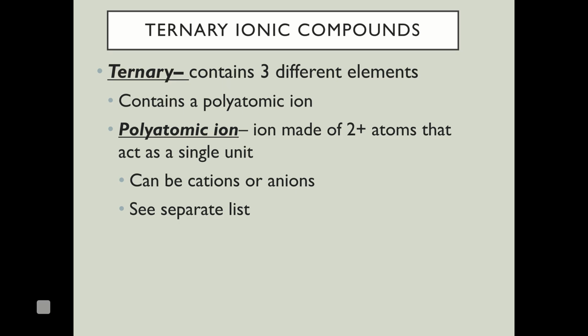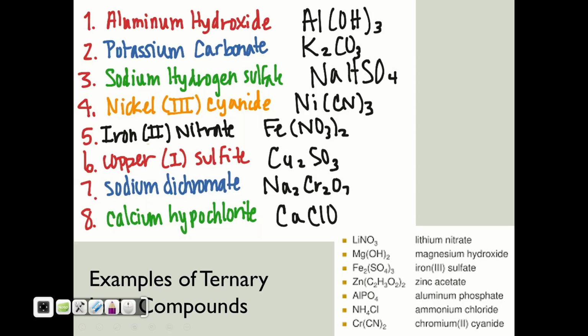Do you need to have a Roman numeral with the metal? Polyatomics almost never have metals. There are a couple that have a metal in them, but they almost all are anions, so it's going to be a metal and a polyatomic. There's only one positively charged polyatomic ion, and that's ammonium.